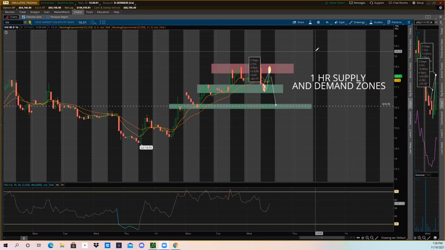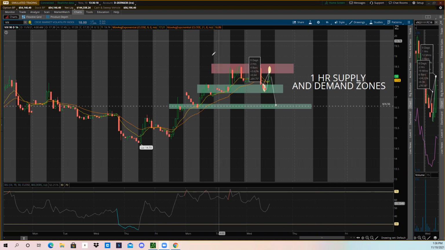For today's video, we are going to be going over a strategy you can use to trade supply and demand zones. Particularly, this will be more relative to day trading. So what you're going to do is go to one of the charts I like to look at, the 1 hour, and see what the 1 hour supply and demand zones are.